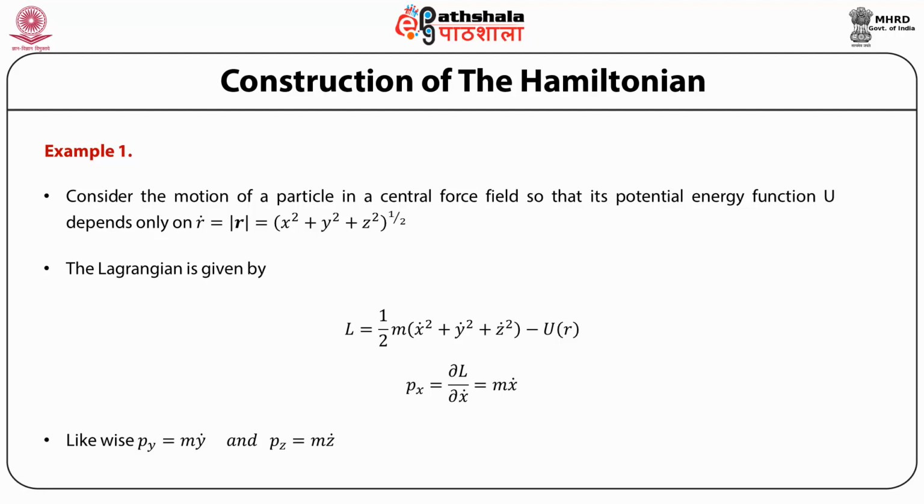The Hamiltonian is therefore, from the definition of the Hamiltonian, sum of qi dot pi minus L. So we have the Hamiltonian H given by x dot px plus y dot py plus z dot pz minus L, which is equal to 1 by m times px squared plus py squared plus pz squared, because x dot is equal to px by m, y dot is py by m, and so on, and minus the Lagrangian, which is half m times px squared plus py squared plus pz squared plus U of r. Therefore, the Hamiltonian becomes simply equal to p squared by 2m plus U of r.